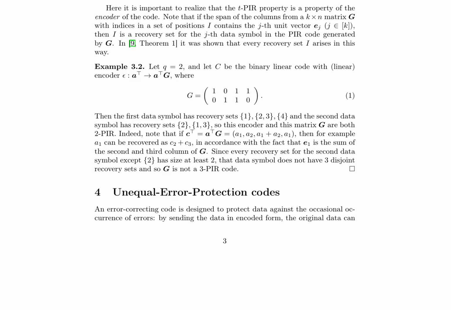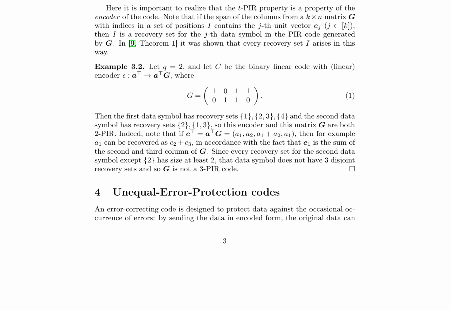A k times n matrix G with entries from F_q is a linear t-PIR code if the corresponding encoder epsilon is t-PIR. An example of a 2-PIR code is provided, where q equals 2 and C is a binary linear code with a linear encoder epsilon and generator matrix G. In this example, the first data symbol has recovery sets {1}, {2}, {3}, and {4}, and the second data symbol has recovery sets {2} and {1, 3}, making G a 2-PIR code.